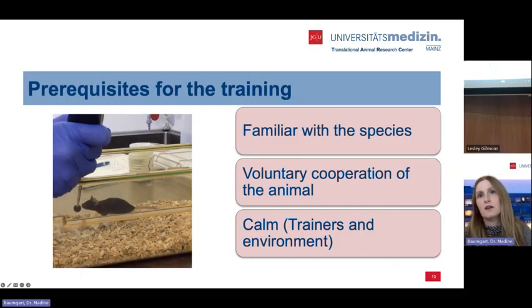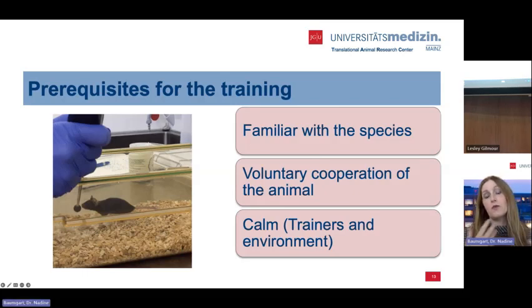When you start the training, it's important to be familiar with the species. This is usually the case if you start training, but it's really important that you know signs of discomfort and how an animal behaves if it's happy. It's always a voluntary cooperation. If the animal has a bad day and doesn't want to participate in the training, it's okay, we don't force them.